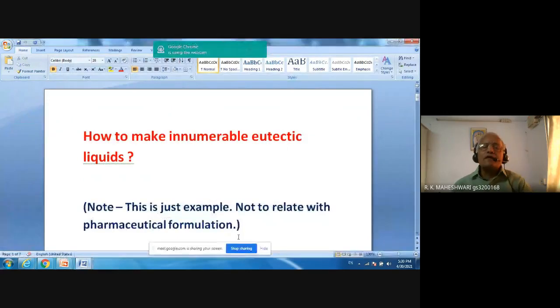Now, how to make innumerable eutectic liquids? You should learn this art, how you can make innumerable eutectic liquids. This is just an example, we are not making any formulation, and it is not related to any pharmaceutical formulation.